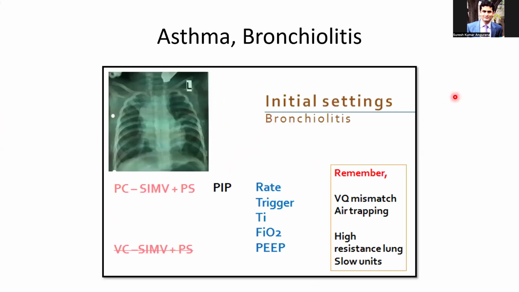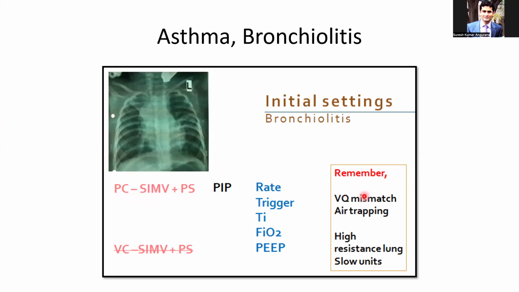How to ventilate a child with asthma or bronchiolitis, which we know are conditions with increased airway resistance, and these are slow alveolar units. So in this condition, the commonly used mode is pressure control mode of ventilation with SIMV and PS, and we are not comfortable in using volume control. If we are setting volume, then very high pressure can be delivered by the ventilator, which can lead to barotrauma. So again, we have to set PIP, rate, trigger, TI, FiO2, and PEEP.